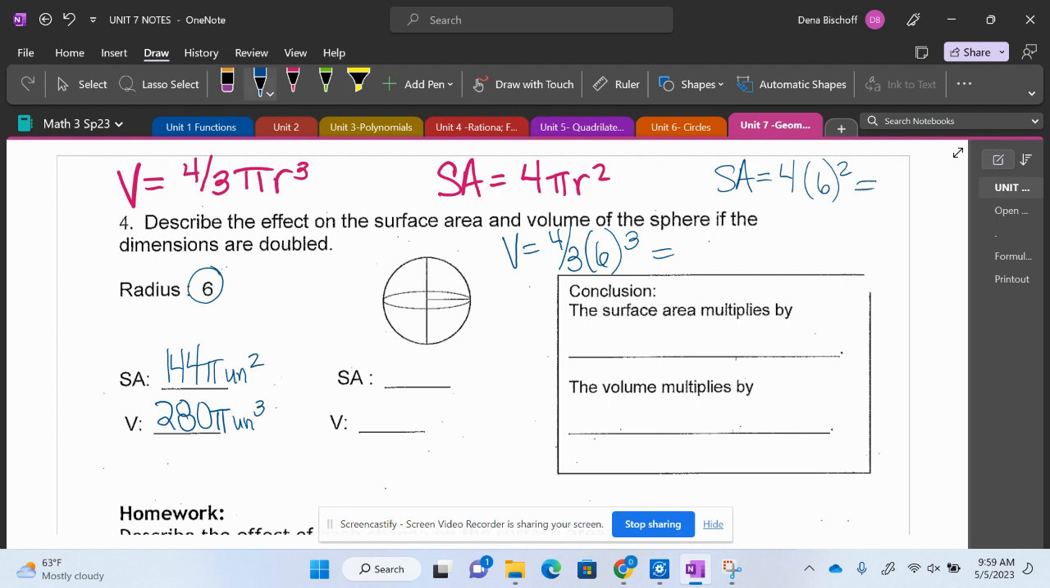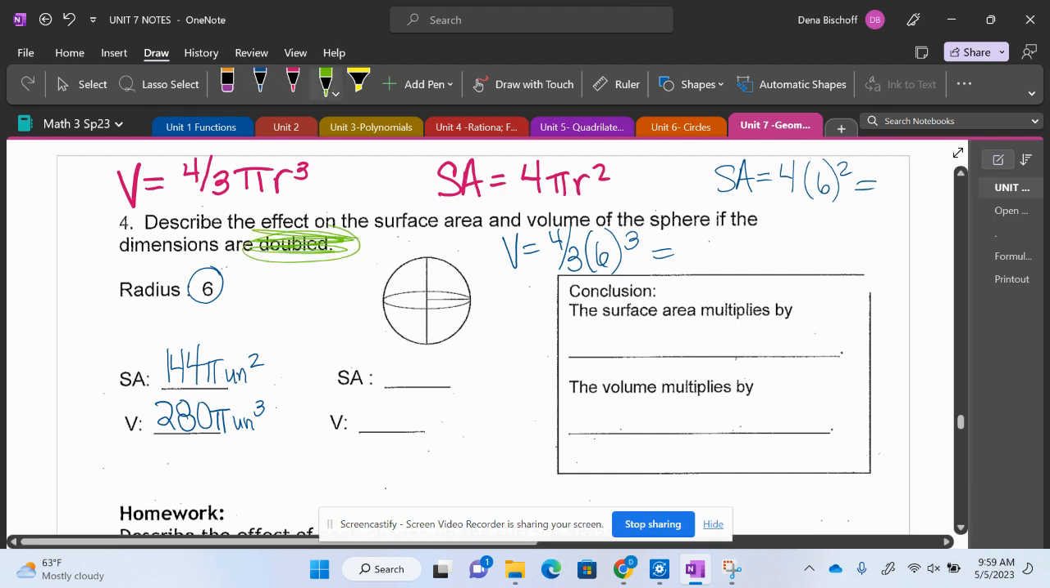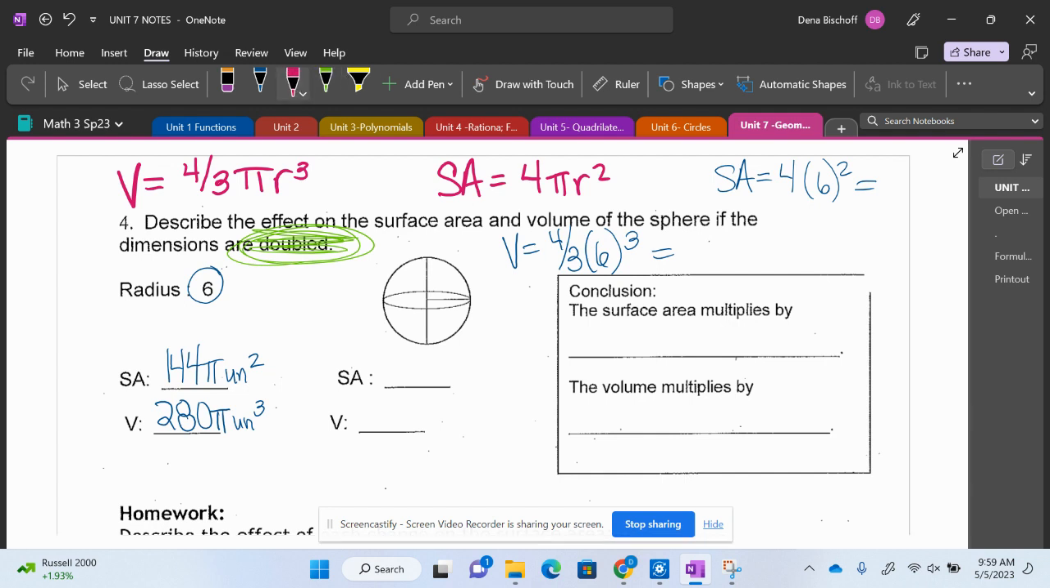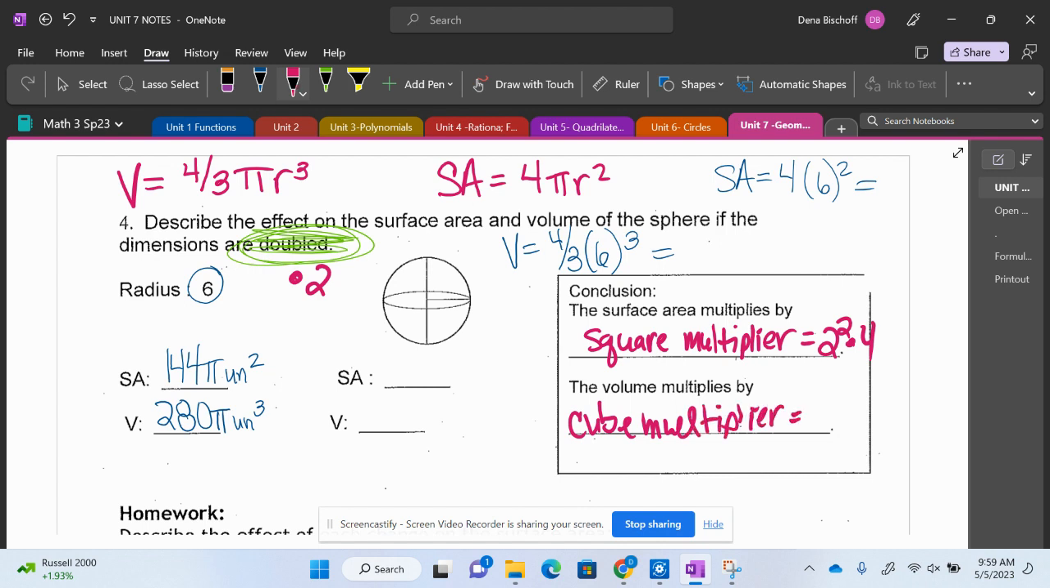Okay. So what's our multiplier? Double means to do what? Multiply by 2. Yeah, that's the same thing as saying multiply by 2. So I have to square the multiplier, which means 2 squared, 4 times 4. And I also have to cube the multiplier, which equals 2 cubed or 8. So I'm going to take this measurement and multiply it by 4, and this measurement and multiply it by 8. What are my new dimensions?